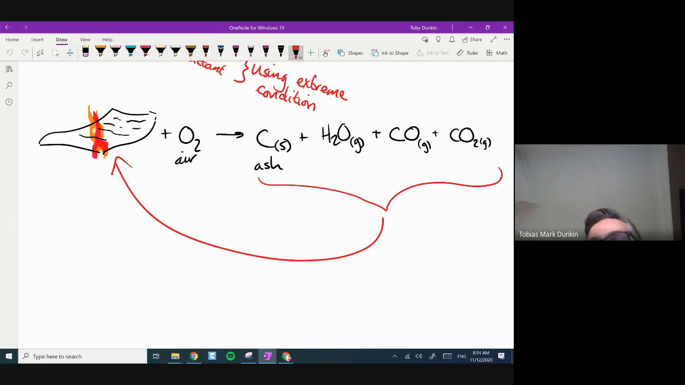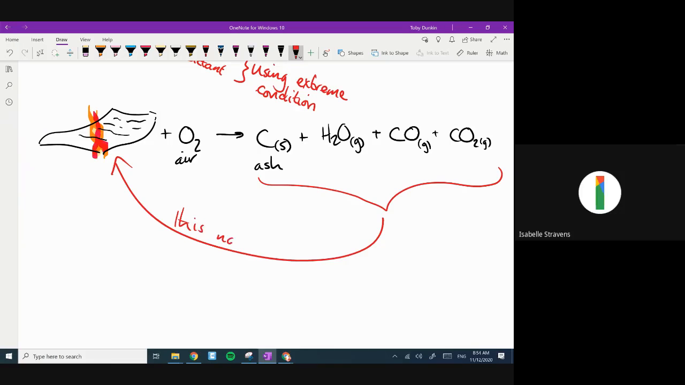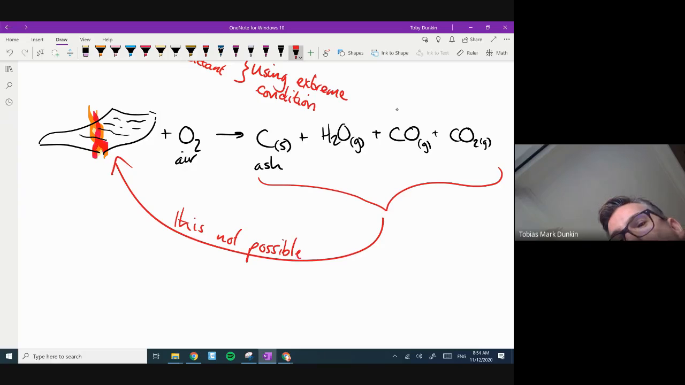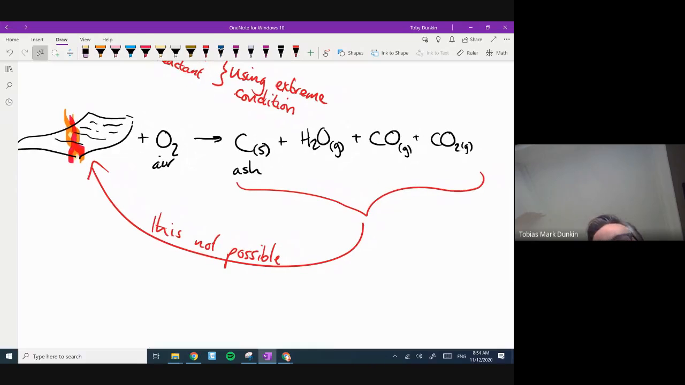Would everyone agree that this is completely and utterly ridiculous? Would everyone agree with that? Isabel, would you agree? Yeah. Because the idea of being able to take carbon ash, water vapor, carbon monoxide gas, and carbon dioxide gas, and squeeze them together and reorganize them back into paper is just crazy, isn't it? It's just not going to do it.